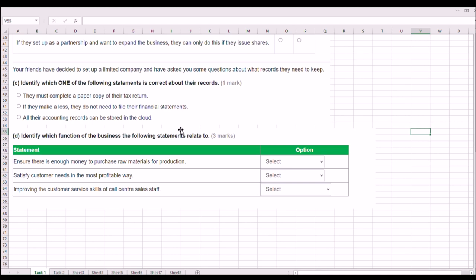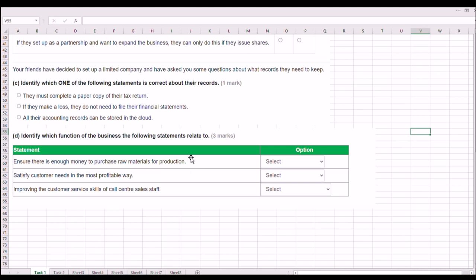Identify which function of the business the following statements relate to. Okay, all right. Which function, whether finance function, HR or whatever, is going to make sure that we've got enough of whatever is required? So ensure that there's enough money. So we're going to provide the money.